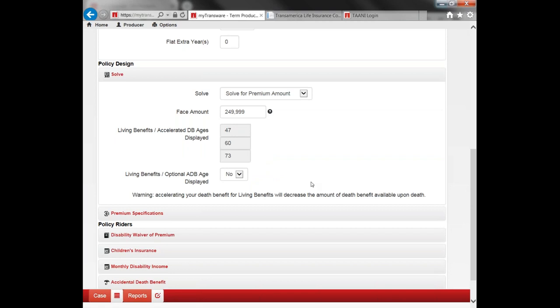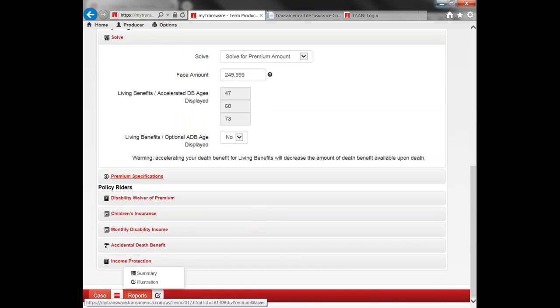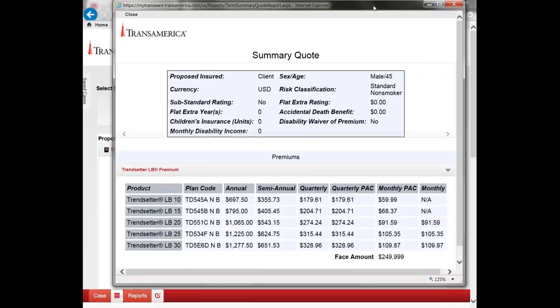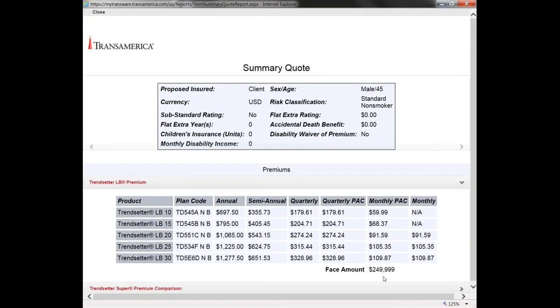So I go to reports here. It's going to tell me pricing, reports, summary. It's going to tell me pricing for this product for a 45-year-old male. This is non-med. We also have an online application for term, which is using IGO, and you do not have to be face-to-face. We also, for non-med, we also have what's called our point-of-sale decision process.